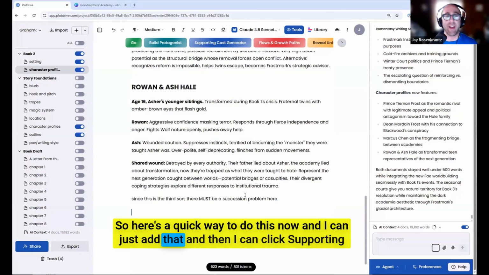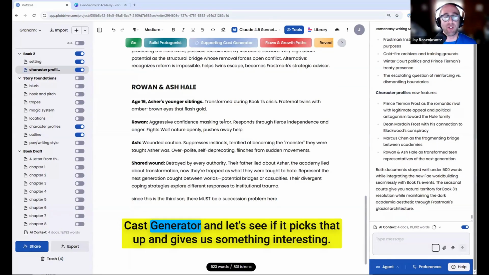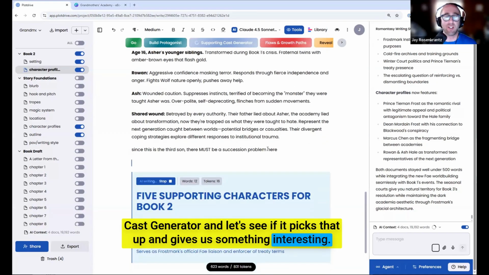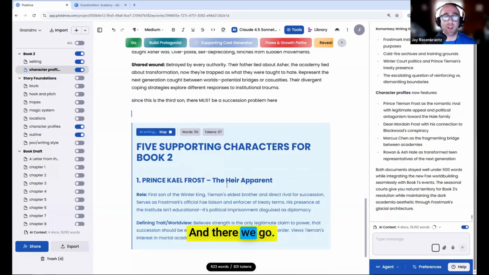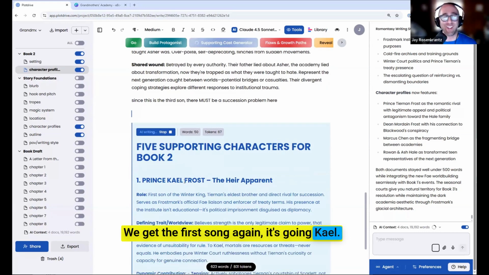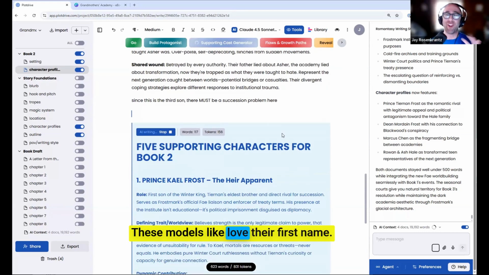And I can just add that, and then I can click supporting cast generator. And let's see if it picks that up and gives us something interesting. And there we go. We get the first son. Again, it's going Kale. These models love their first name.